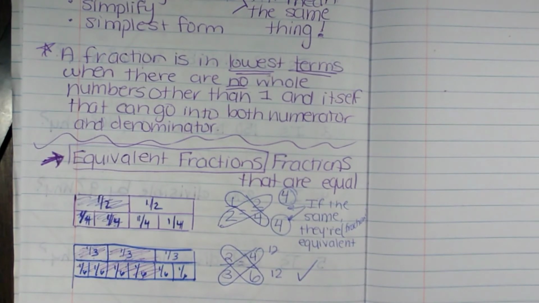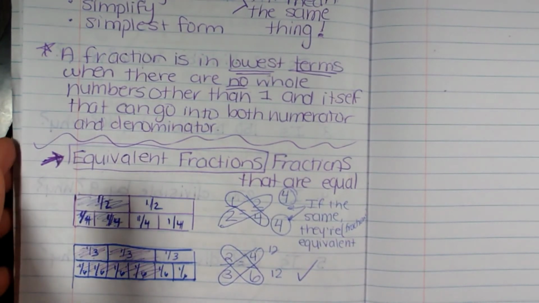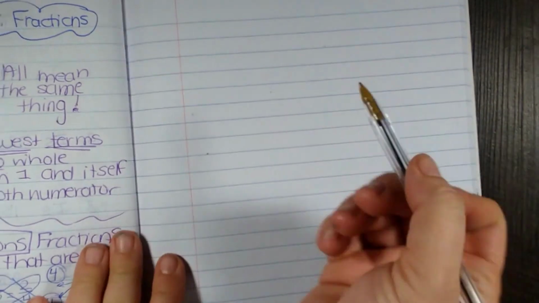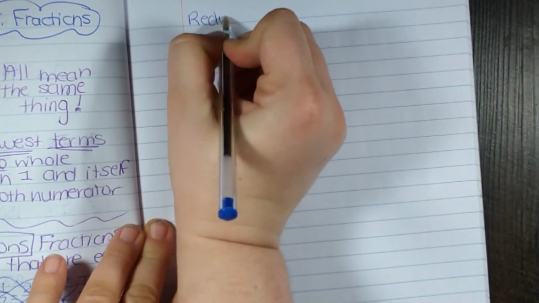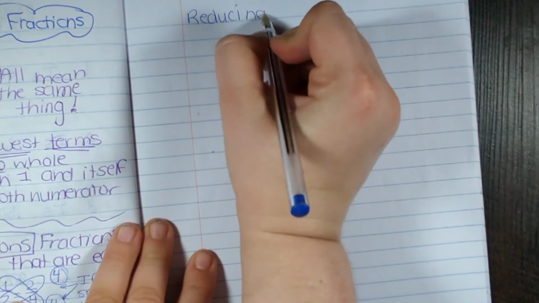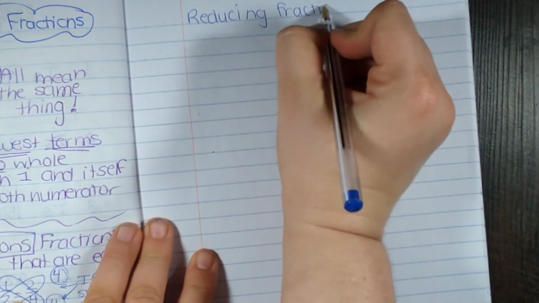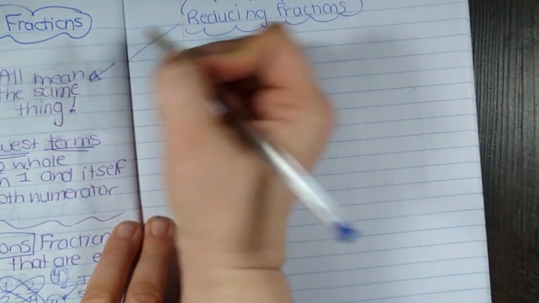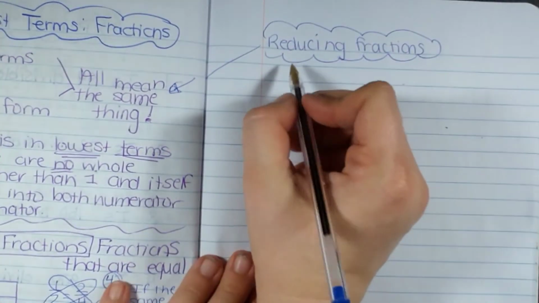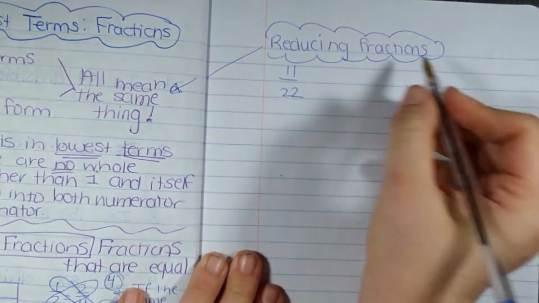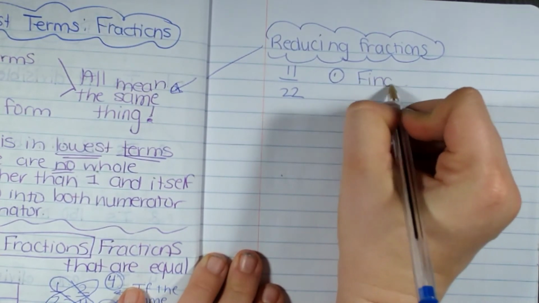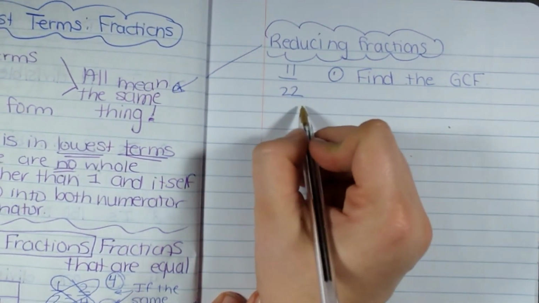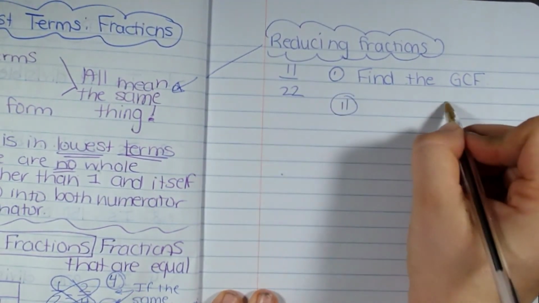All right. Now, how do I use equivalent fractions? To reduce. Okay, so reducing fractions, or simplifying, or putting in simplest terms, or lowest terms. They all mean the same. Okay, I'm going to do an example. The first step is to find the GCF. Okay, remember how we did that yesterday? We did 11 and we did 22.